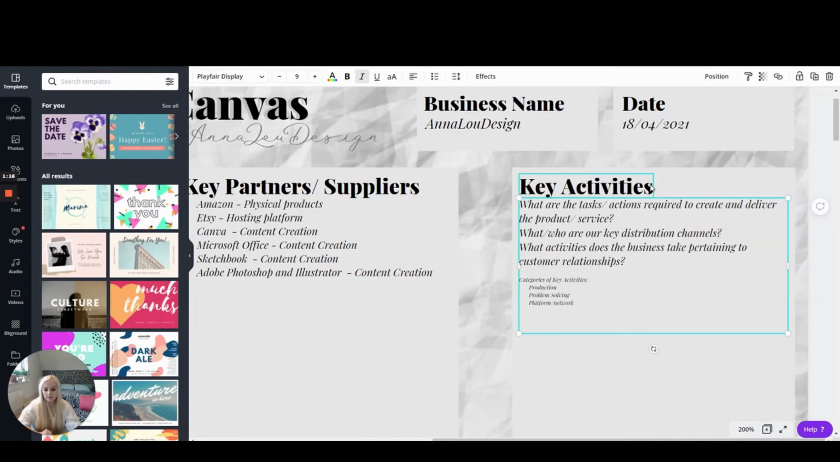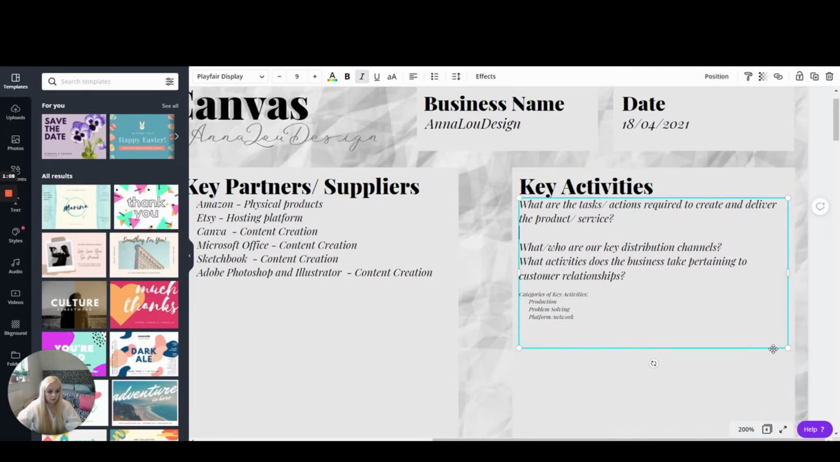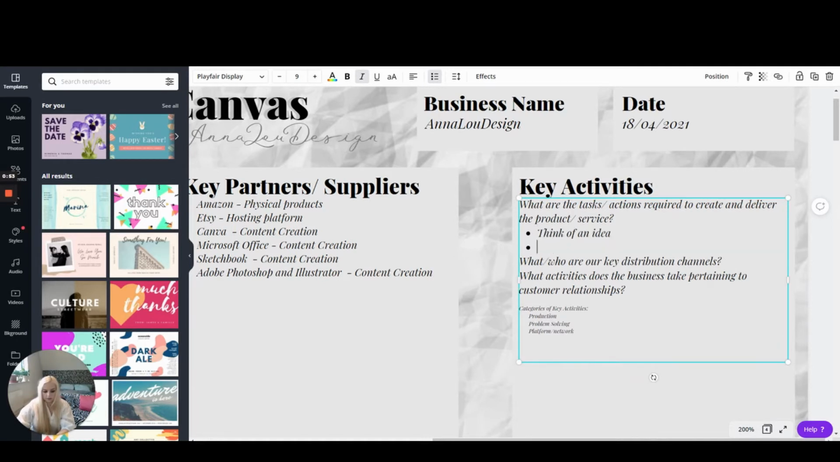So now we're moving on to key activities. Key activities: what are the tasks and actions required to create and deliver the product or service? When creating a digital product, I need to think of an idea. Then I need to do research on that idea.